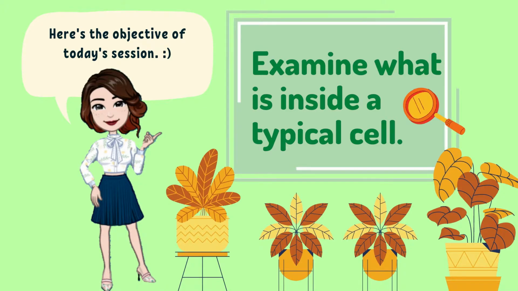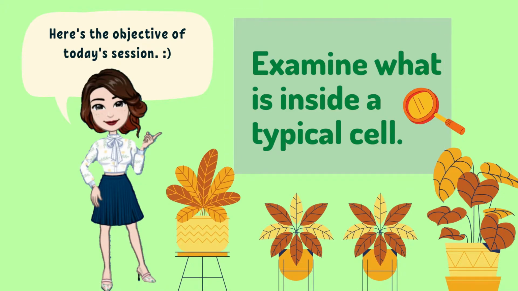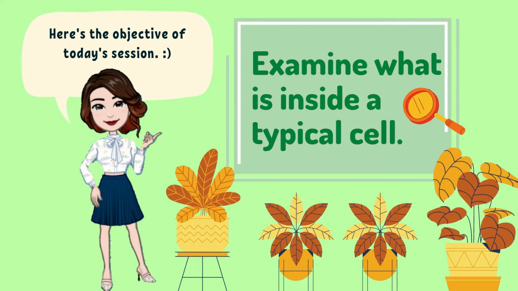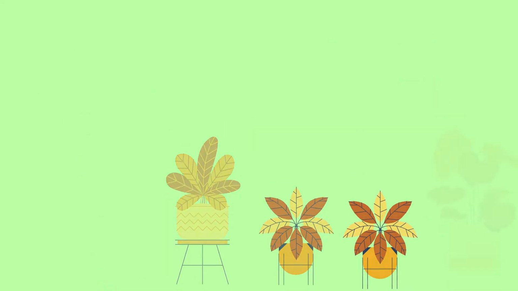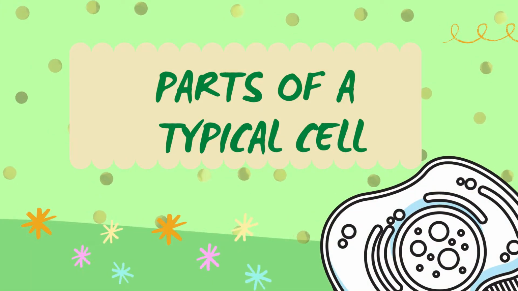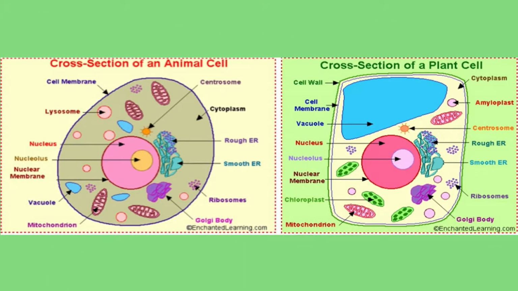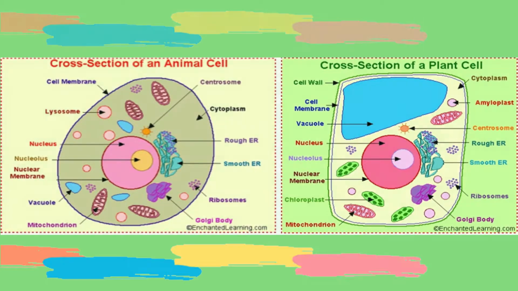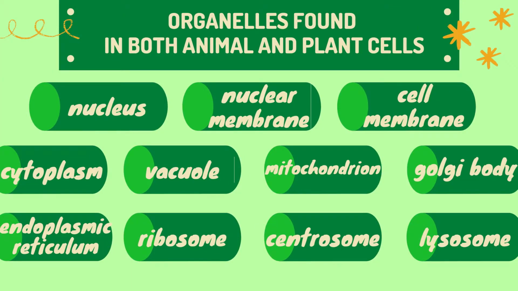Today, we're going to examine what is inside a typical cell, specifically the organelles found in both plant and animal cells. Parts of a typical cell. Here are the organelles found in both animal and plant cells: nucleus, nuclear membrane, cell membrane, cytoplasm, vacuole, mitochondria, Golgi body, endoplasmic reticulum, ribosome, centrosome, and lysosome.